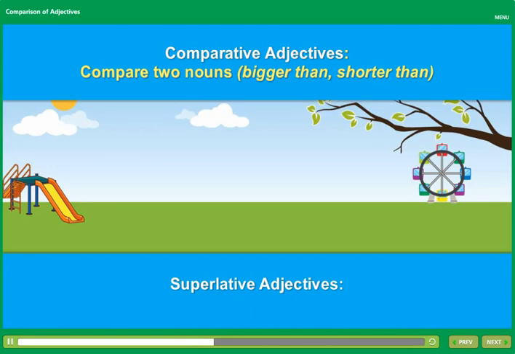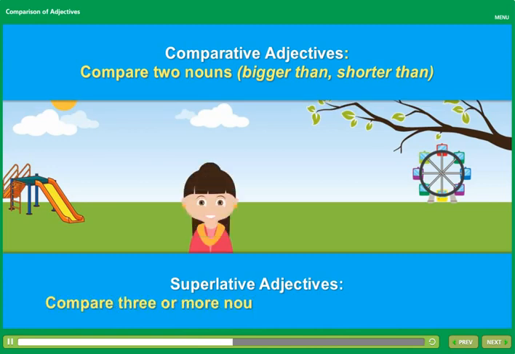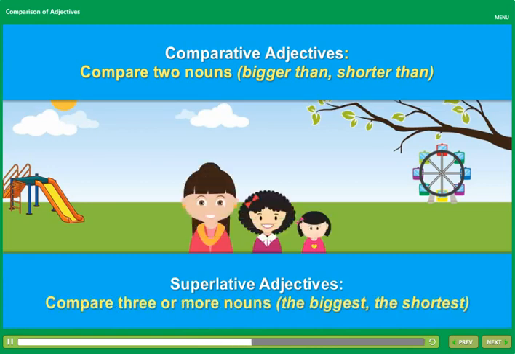However, when we want to compare three or more things, we use superlative adjectives. Superlative adjectives are words that show us which thing has the most or least of something in a group. We always use the before superlative adjectives.